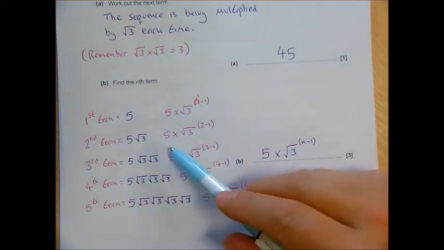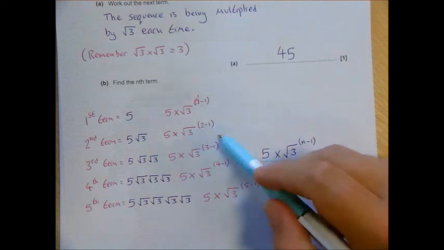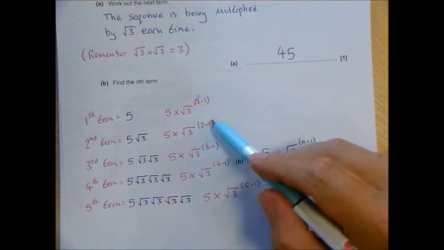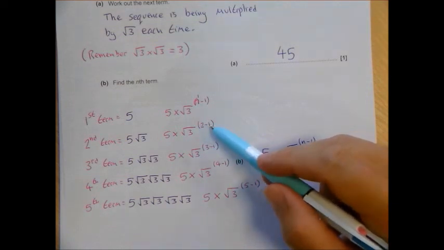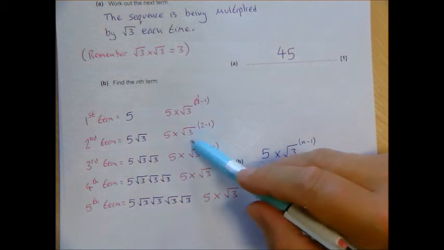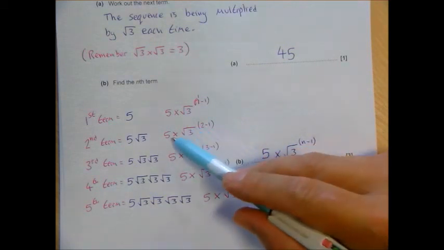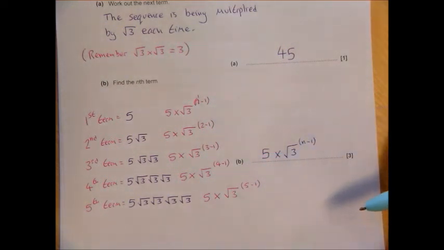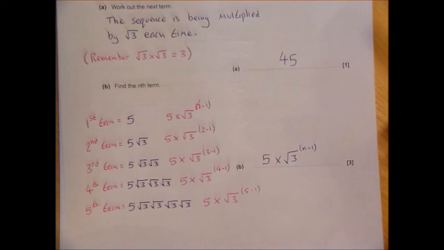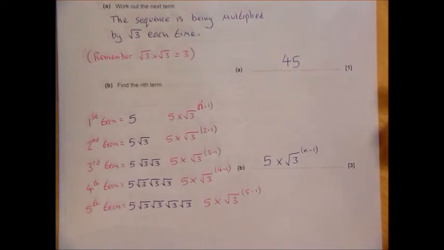But the next one is 5 times root 3 to the power of n minus 1, which in this case is 2 minus 1. 2 minus 1 is 1, so root 3 to the power 1 is just root 3, so it's 5 times root 3, which gives you the 5 root 3. I hope you can see what's going on there each time. That is a slightly tricky one. That's the clearest way I could think of explaining it. If you can't think of a clearer way, please do use the comment section at the bottom.